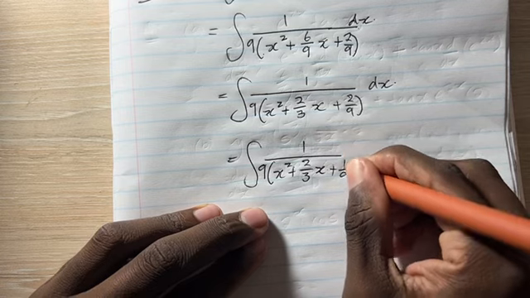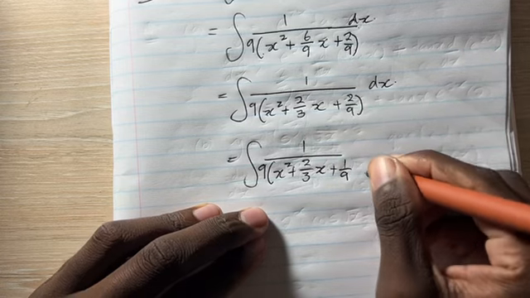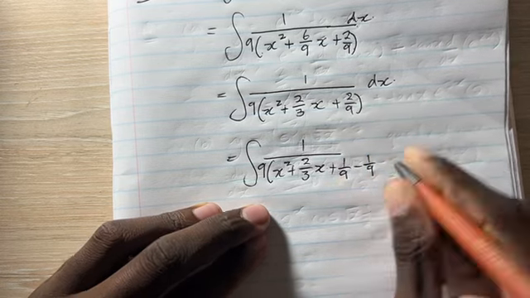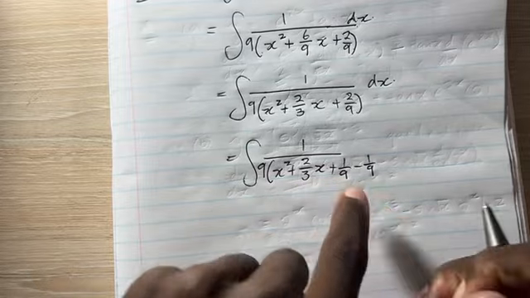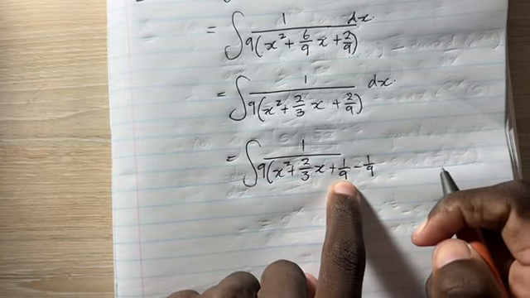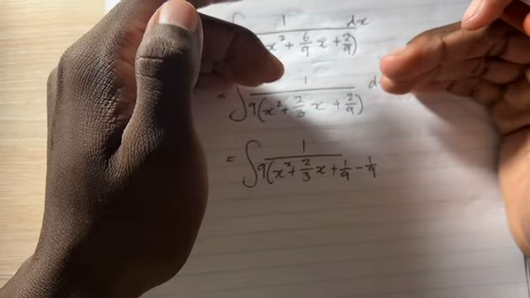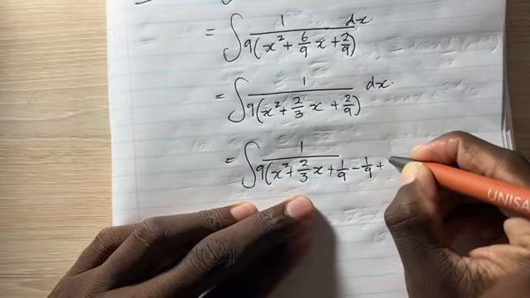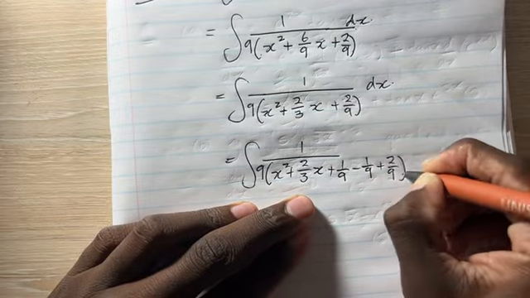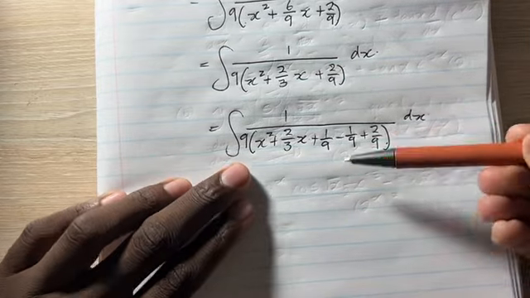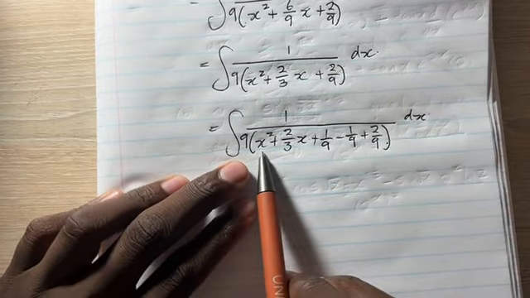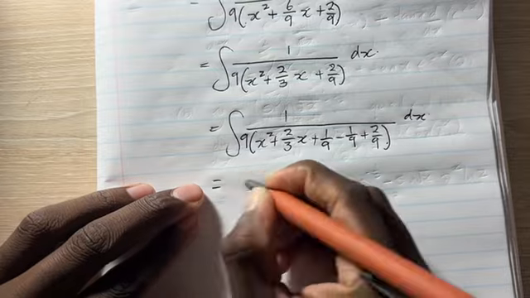Plus 1 over 9 minus 1 over 9, okay? Because this 1 over 9 is gonna complete the square for this guy, but we have to subtract it so that this is still equal to what we had there. Plus 2 over 9 dx. Okay, so we're just dealing with the denominator so far. Let's go to the next step.